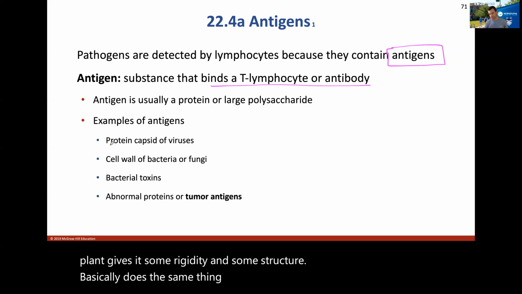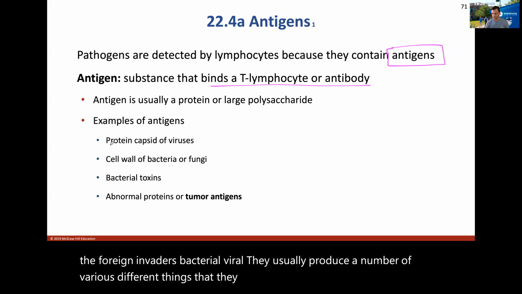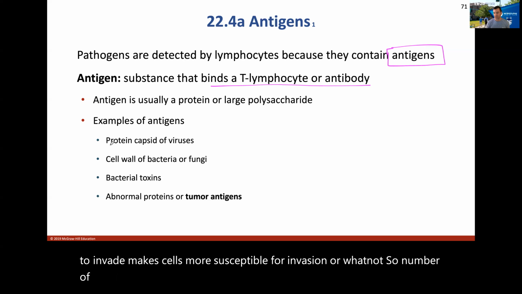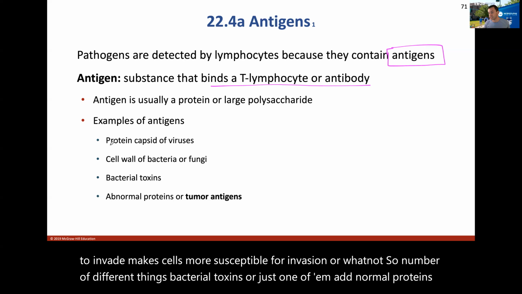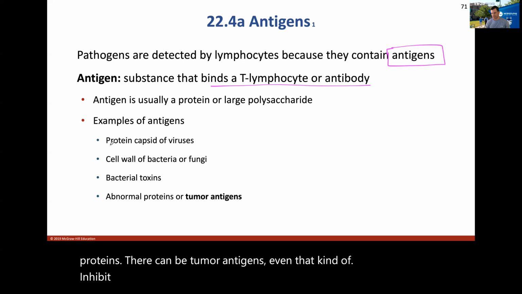The secretions of them, bacterial toxins. The foreign invaders, bacterial, viral, they usually produce a number of various different things that they secrete to further their agenda, to invade and make cells more susceptible for invasion and whatnot. So a number of different things. Bacterial toxins are just one of them. Abnormal proteins, there can be tumor antigens even that inhibit some T cell activity. So pretty interesting what these foreign antigens can be.